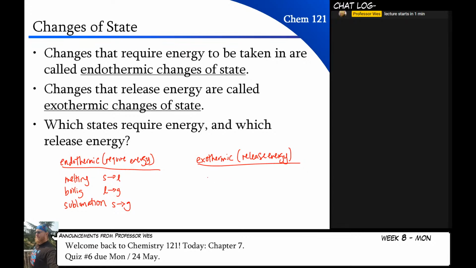For the exothermic ones, that's just all the other ones. So we've got freezing. We've got condensation, and deposition. So freezing is just the opposite. And so in order to get to those states where the molecules move less freely, we have to take away their kinetic energy somehow. And so we do that by removing heat.